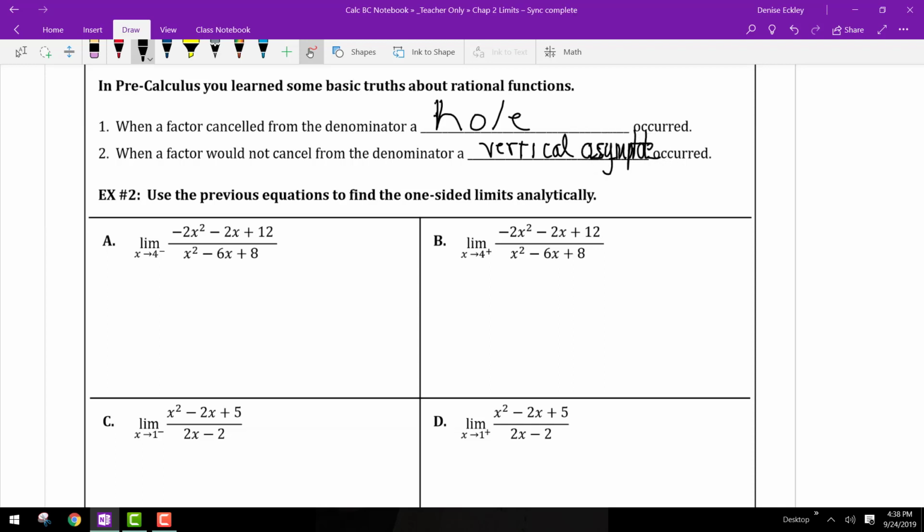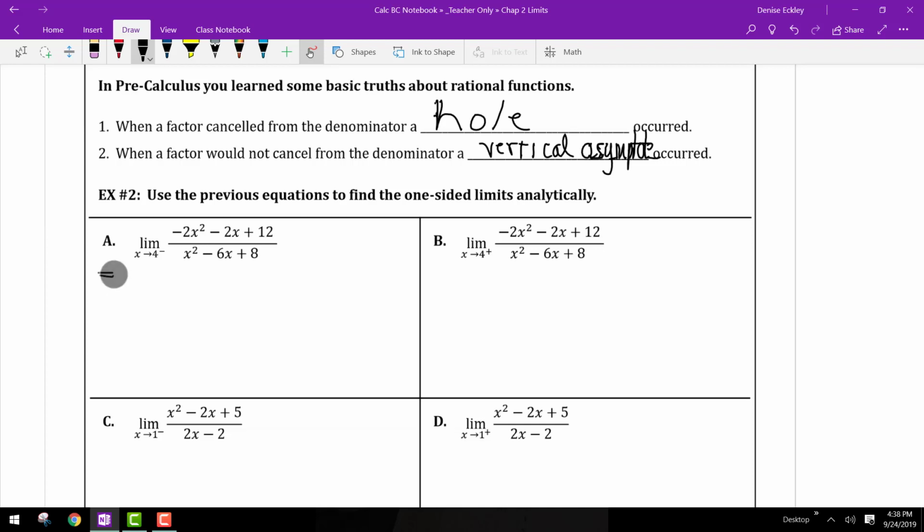Okay, so we're going to use the equations we just did. So there is our f and g, and we're going to find the one-sided limits. The first one, we're going to do algebraically. The first limit is for f of x, as x approaches 4 from the left. So we want to factor and see if we can cancel any factors.